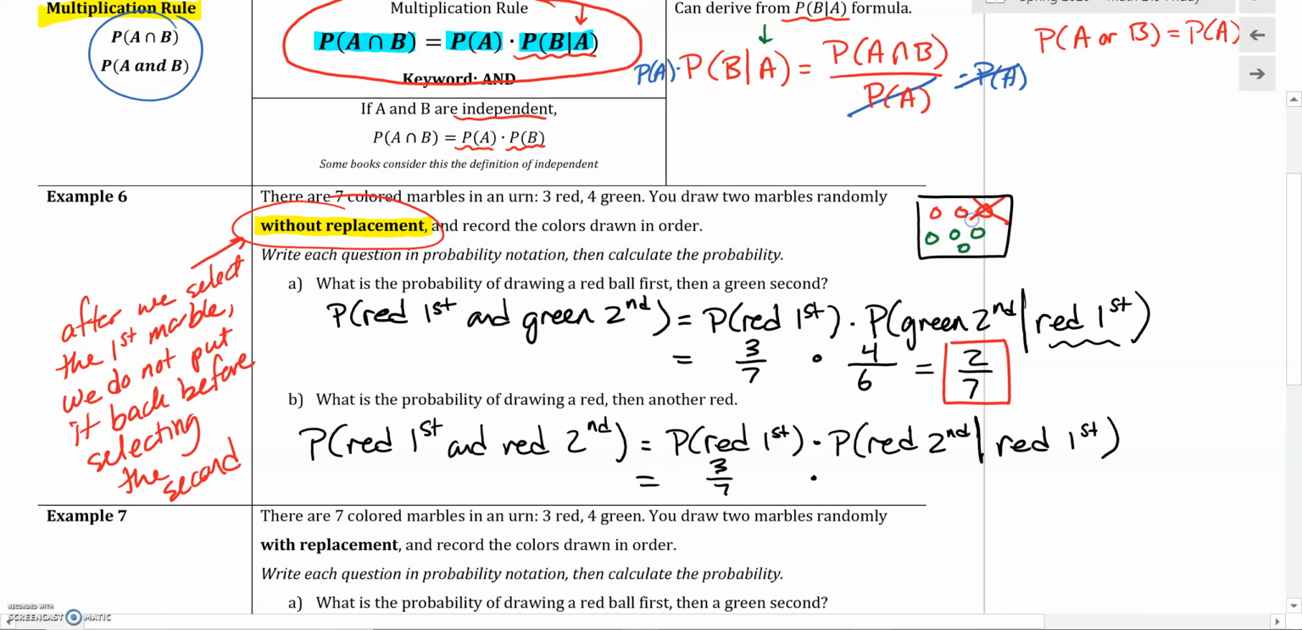I'm looking at the probability of getting another red one, given that I've already pulled one out. All right, well, I already took one marble out, one red one. So what's left? How many ways are there to succeed at this? There's 2 red marbles left out of 6 marbles in total. This would come out to 1 over 7. That would be the probability there of getting 2 red marbles in a row without using replacement.